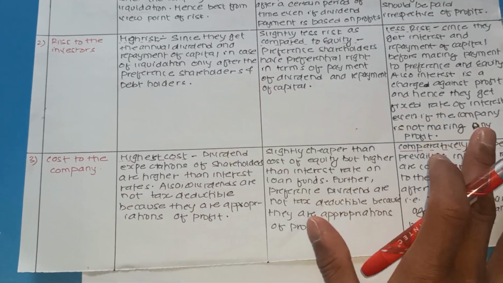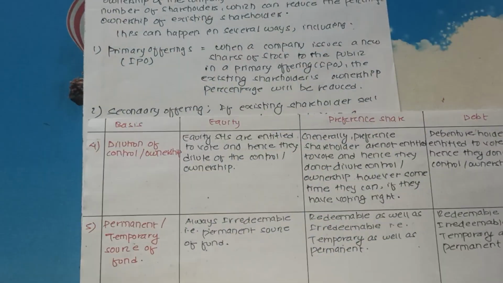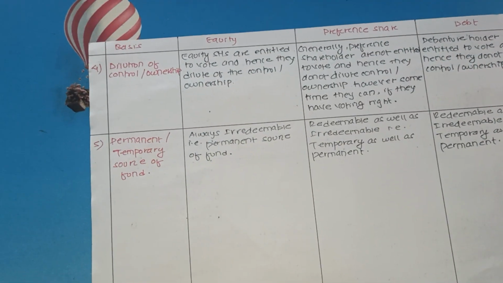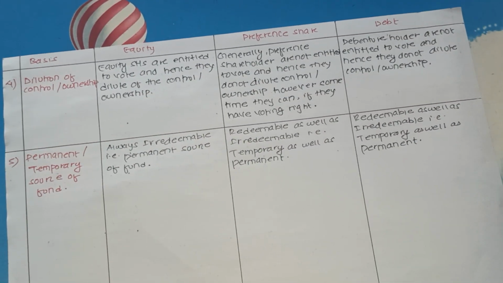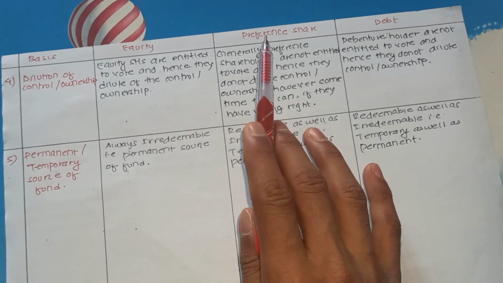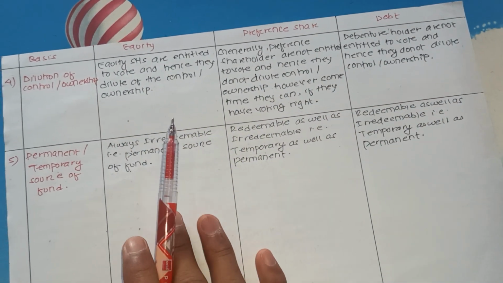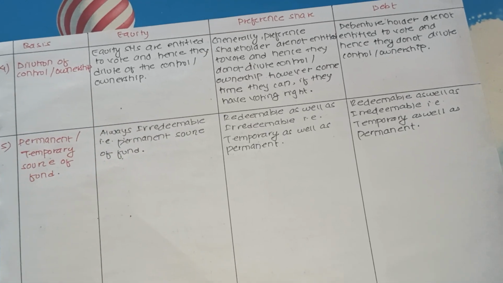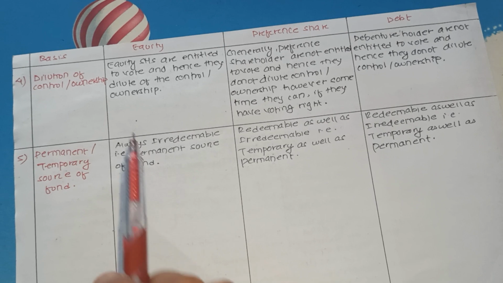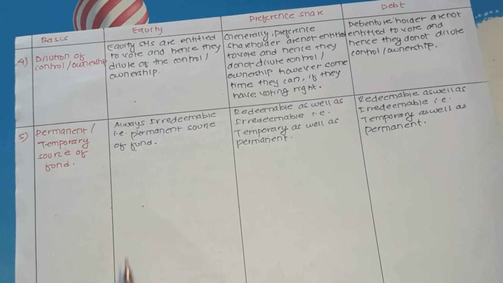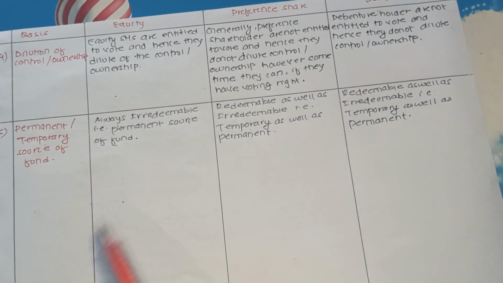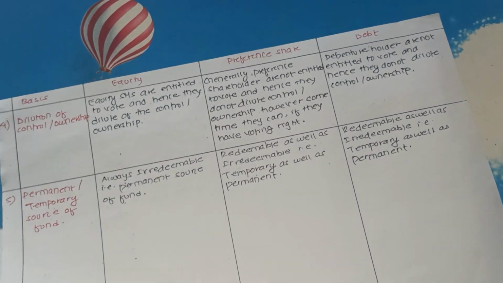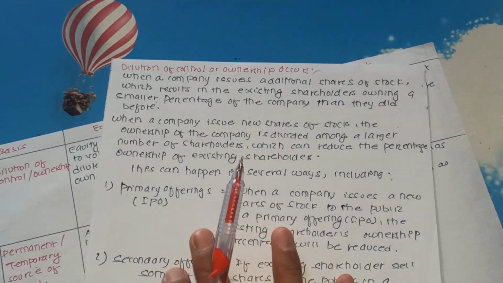Third point done. Now we are going to discuss the fourth point: basis, equity, preference and debt. Fourth, dilution of control or ownership. Before going to understand this point, we will discuss what dilution of control or ownership is. What is dilution or voting right? Okay, so we will go to the next page. Here is this page.